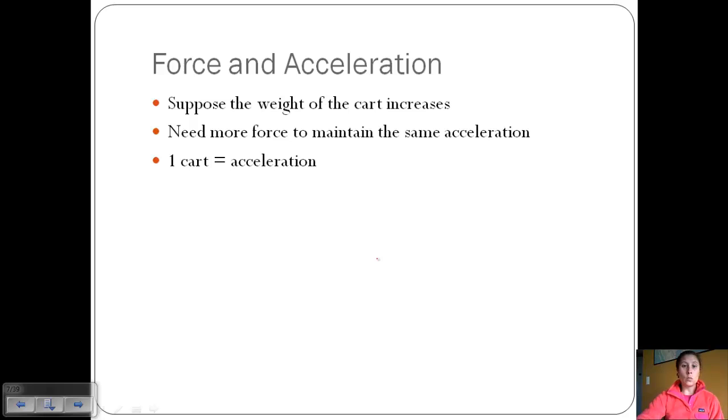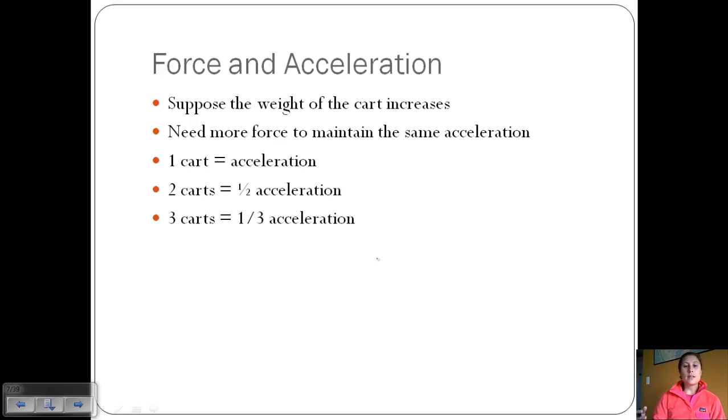And so if we have just one cart, then we have a certain amount of acceleration. But now if we increase our mass, we're decreasing the acceleration. And unless we increase the force, our acceleration will keep decreasing. So if we maintain this constant force, our acceleration would decrease. So we would say that if we increase mass, we decrease acceleration, or that they're inversely related.